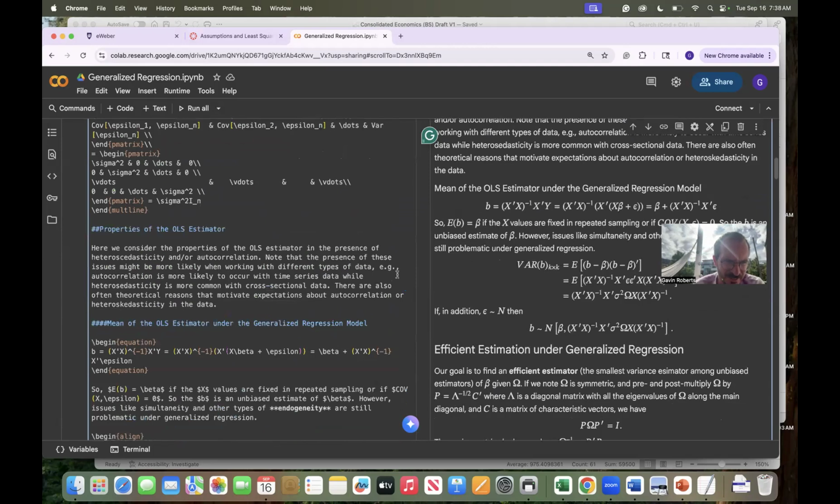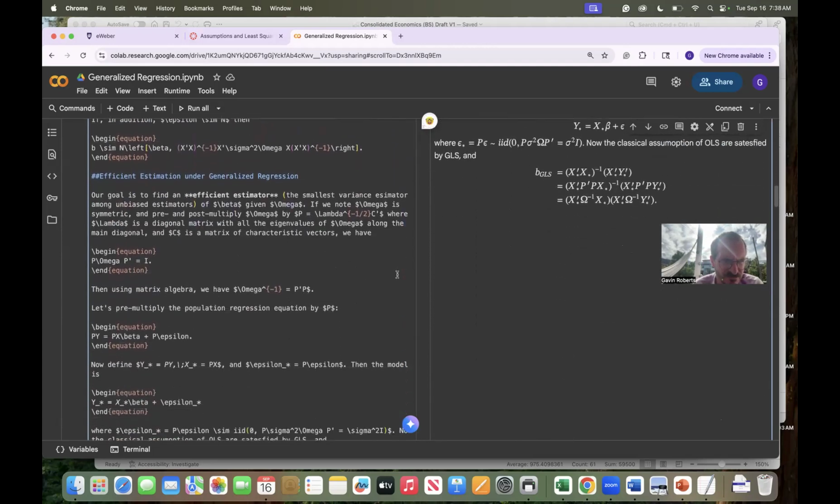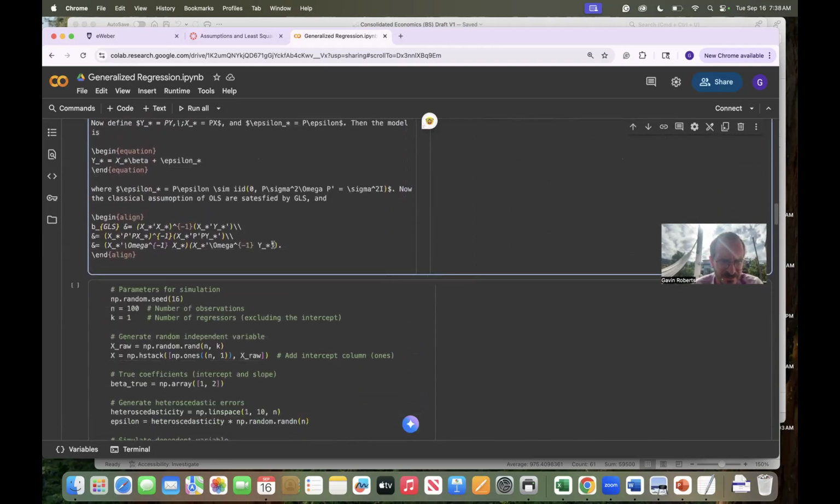I believe this should not have a prime at the end of it. Sorry. This should not be prime, because it's just like our other estimator, X prime X inverse X prime Y.